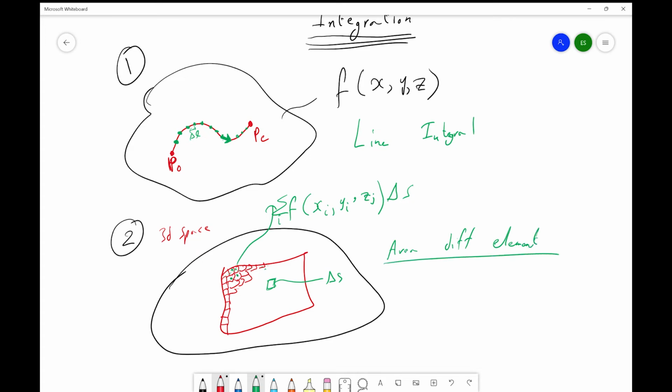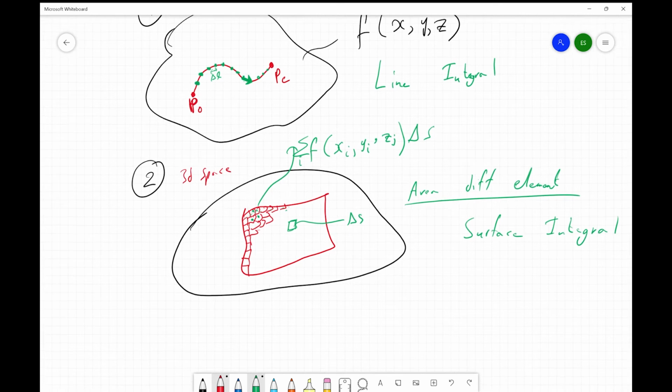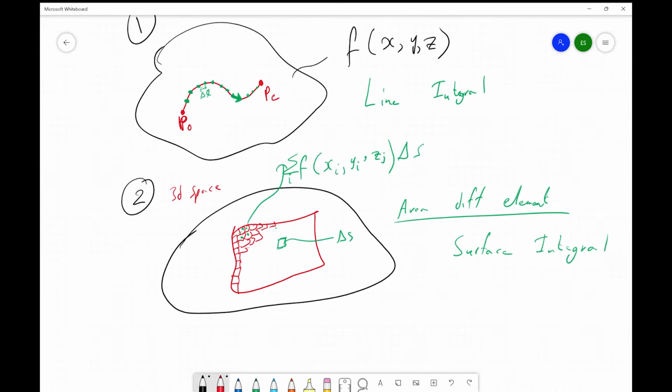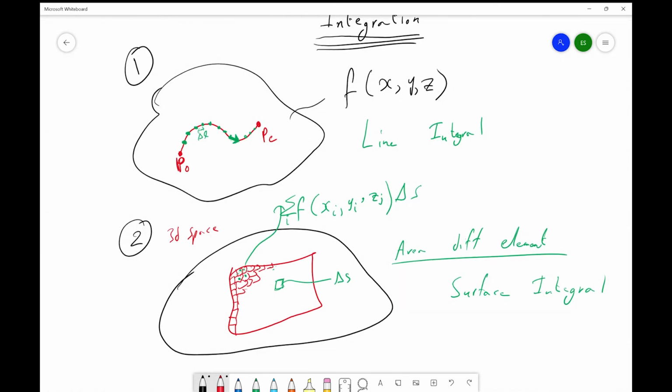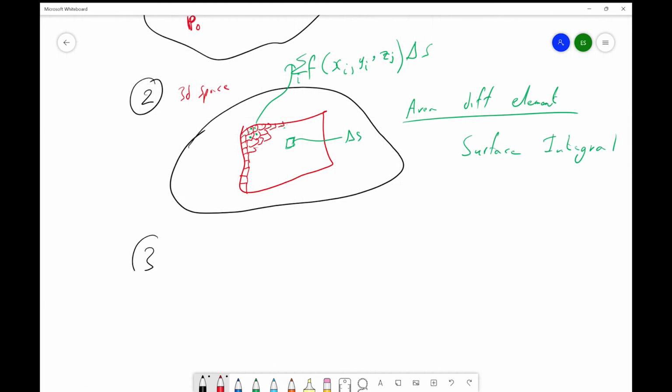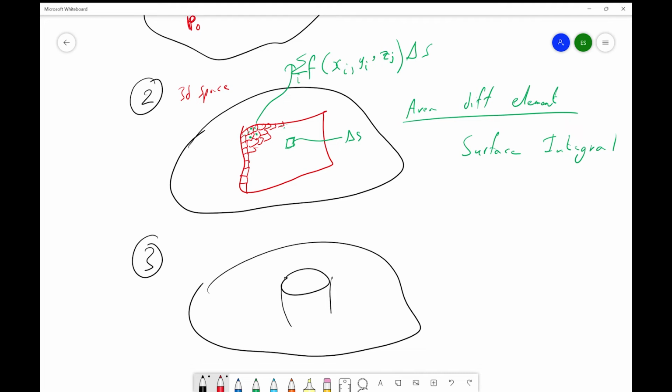We can use this element to divide any surface into small elements such as those, so that we can do this sort of integration. This sort of integration is called the surface integral. And this is the second kind of way we can integrate in vector calculus. The third, of course, is the volume integral. So I take a certain volume. Let's say I take a cylinder.